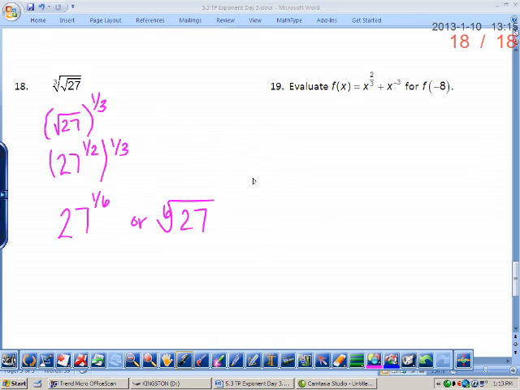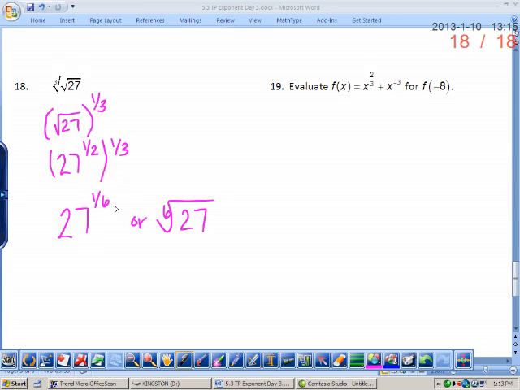Okay? All right, last one. f of x equals x to the 2/3 plus x to the negative 3rd, for f of negative 8. Yes, sir. A rational exponent means you want a fraction as your exponent. So like 1/6, 3/2, stuff like that. It would say radicals otherwise.